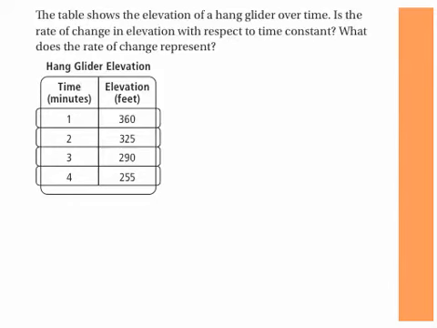So if you look down the time column, notice that each time we go from 1 to 2, you add 1, 2 to 3, you add 1, and 3 to 4, we add 1. So the rate of change in time is constant.